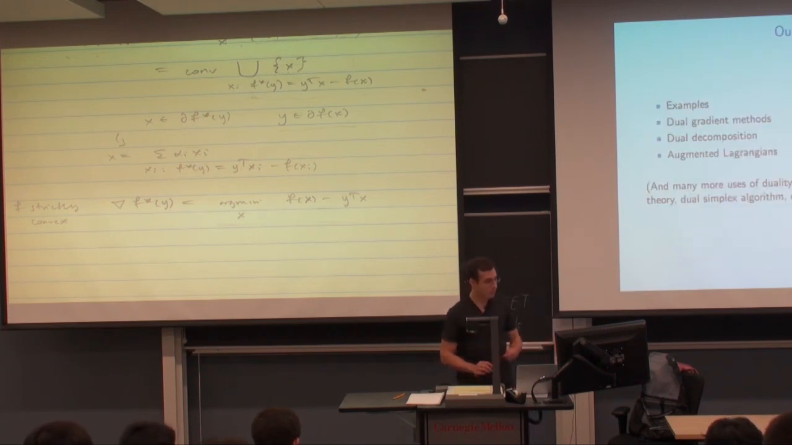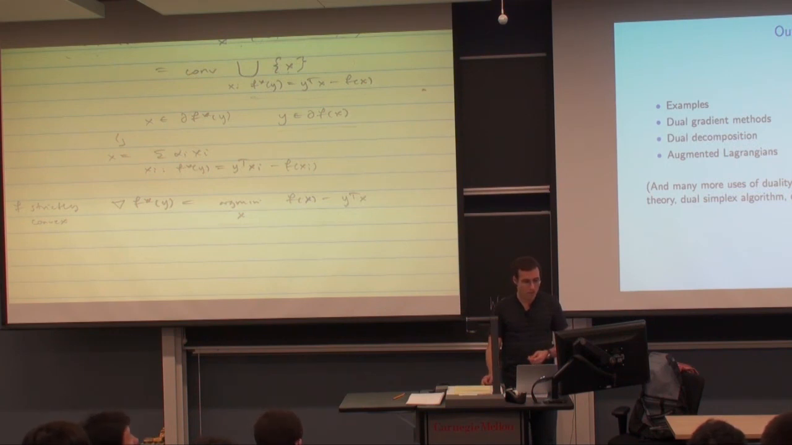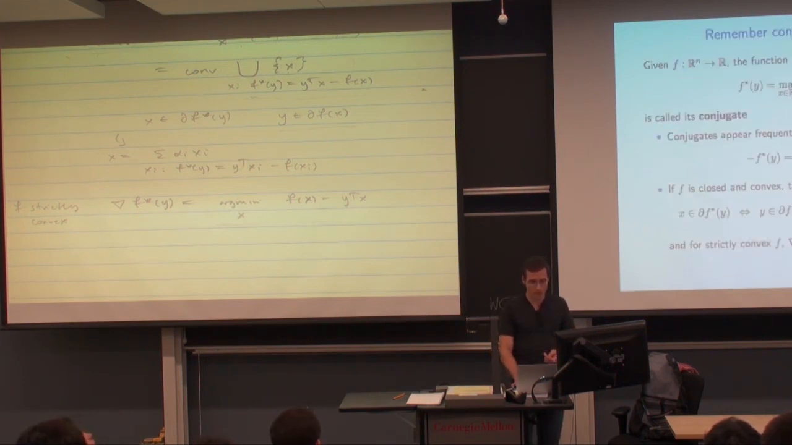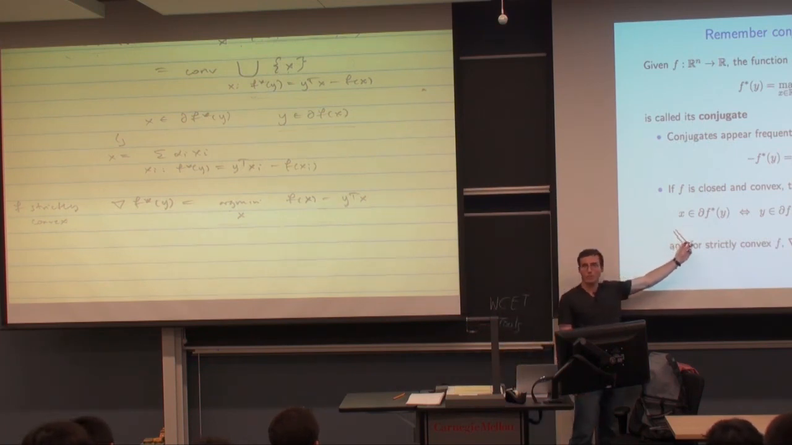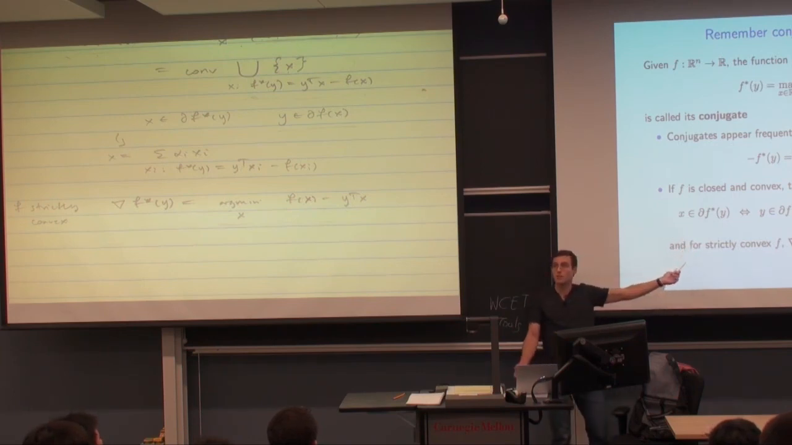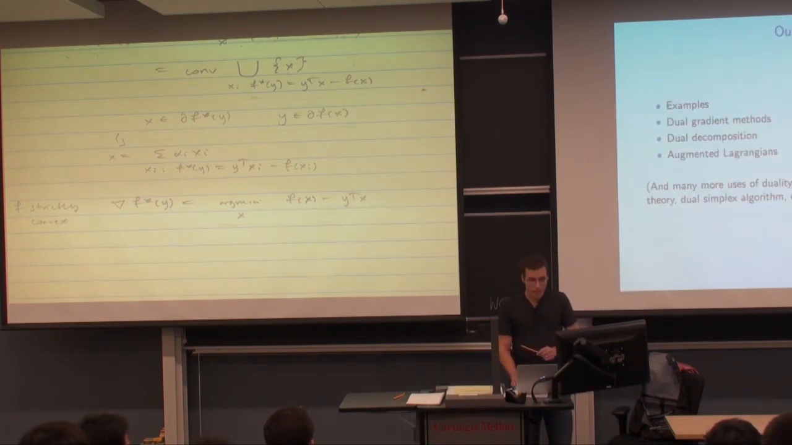So here's an outline. We're going to go through several examples of how to characterize primal solutions from dual solutions in a couple of different statistics problems, and then we're going to talk about some algorithmic uses of the dual problem. In particular, we'll talk about dual gradient methods, which all stem from essentially the property I told you here, that if we have the conjugate function, we can compute subgradients or gradients without actually having to form f star, right? Because we can just use f for that. And I'll talk about dual decomposition a bit and augmented Lagrangians.